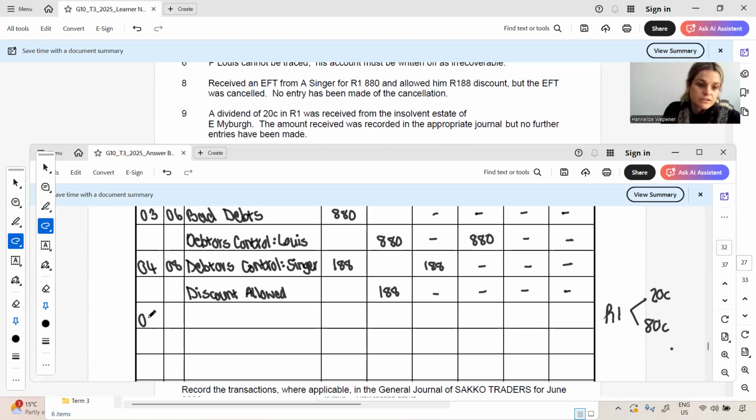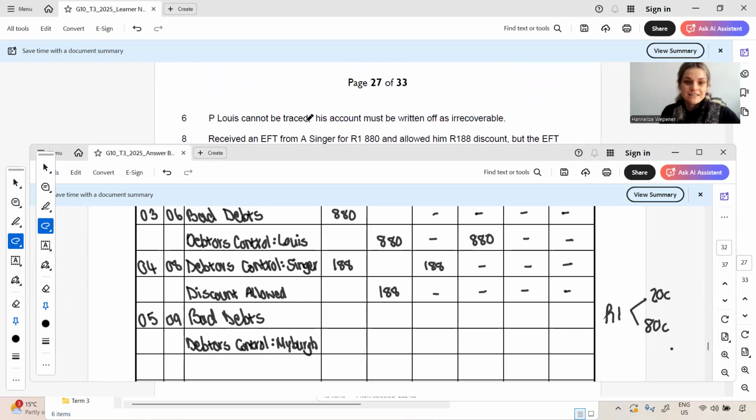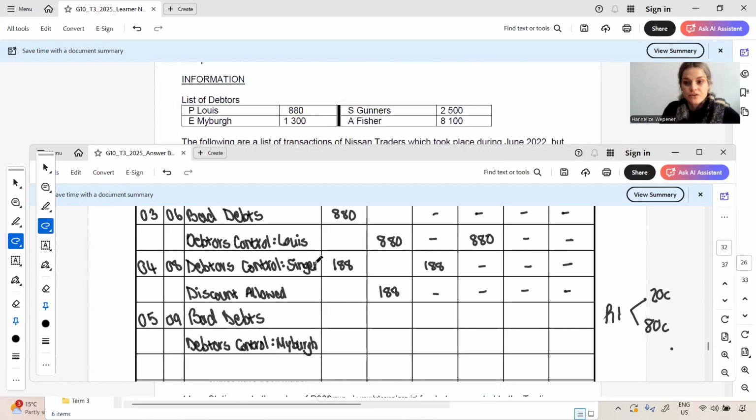So this is now journal voucher number 5 on the 9th. You now have more bad debts, therefore debit the expense. And you are writing off this debtor's account, so he no longer owes you the money. So debtors control, and this is Mayberg, Afrikaans surname, or Myberg, right? So there we go. So it's a debtor, and his account was 1,300. So times 1,300 to see what you must write off now.